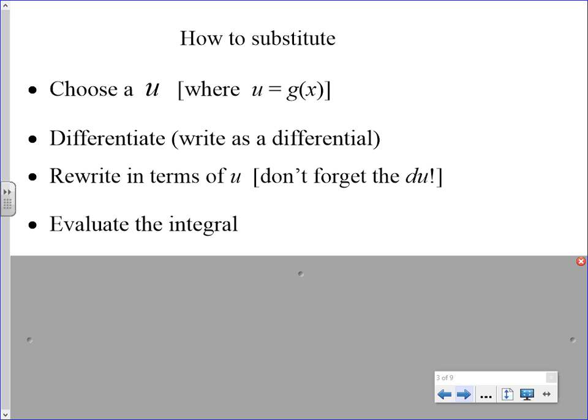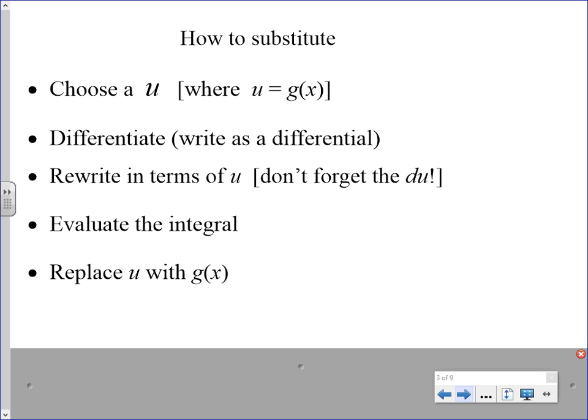And then, was u the variable we had from the very beginning? No, that's not what the problem was originally written in. And so you're going to want to go back and replace your u's with whatever you defined it to be. So basically, you're going to take your answer and write it back in terms of the original variable. More than likely, yes.